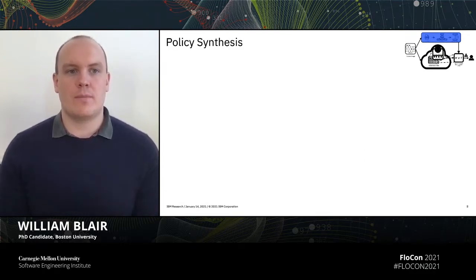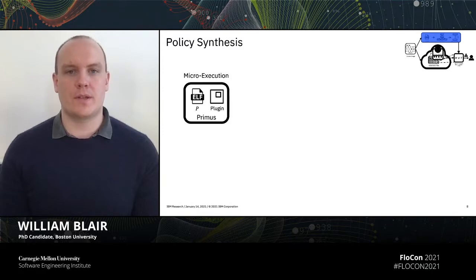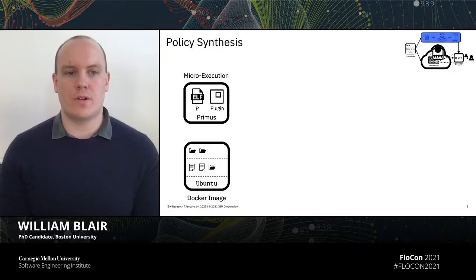So with this framework in mind, how can we synthesize policies for arbitrary programs? Well, at the very beginning, we start off by micro-executing a given program P inside Primus, and we make all of the files that are stored inside the program's Docker image available to micro-execution. So if a program reaches for a configuration file at the beginning of its execution, Primus will reach out to the corresponding file found inside the layered file system that makes up the Docker image and ensure that the program has access to it.